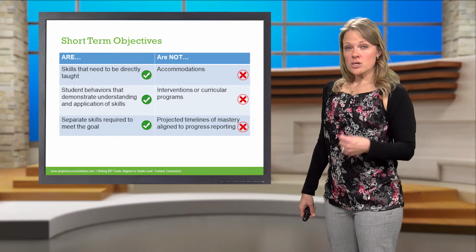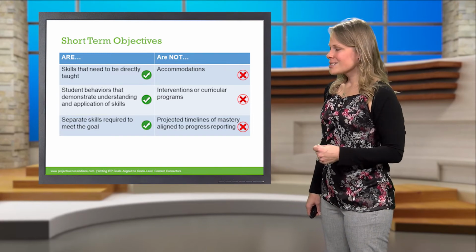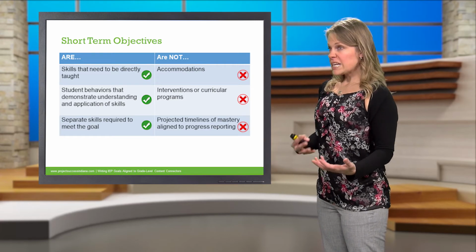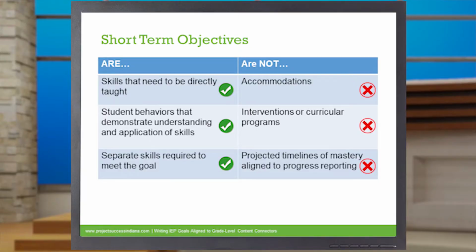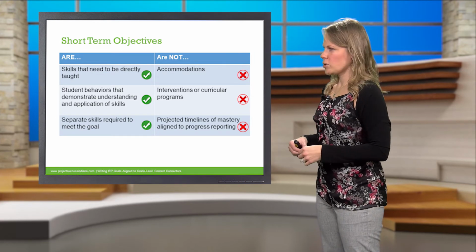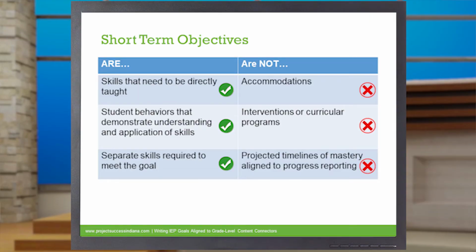Short-term objectives. We've been talking a lot about measurable annual goals so far, but we all know that underneath there can be some short-term objectives. So I think it's important to clarify what short-term objectives are in an IEP and what they're not. Let's think about short-term objectives as skills that need to be directly taught, not something that is an accommodation or a way around getting to whatever that measurable annual goal is targeting. It's really a skill that needs to be directly taught that supports what's happening in that measurable annual goal. A short-term objective describes a student behavior that demonstrates understanding and application of skills.